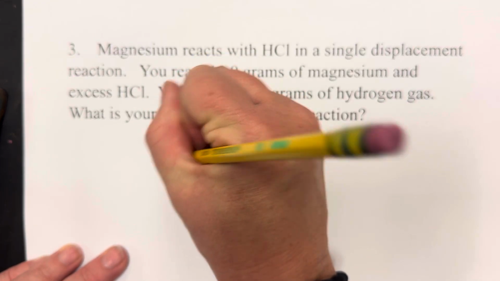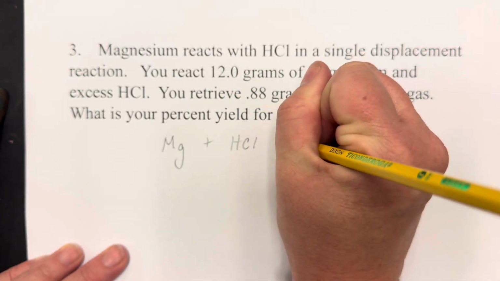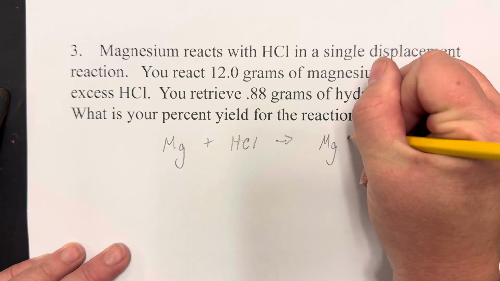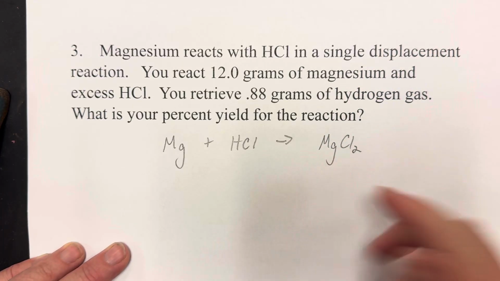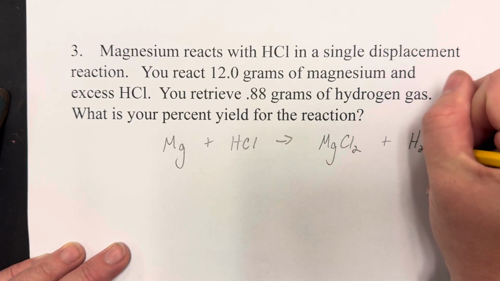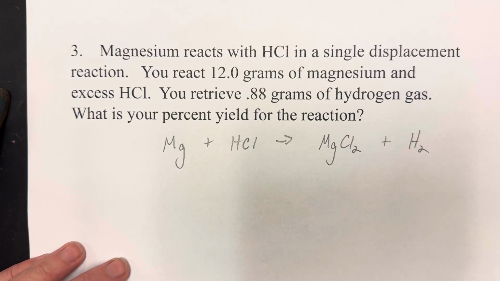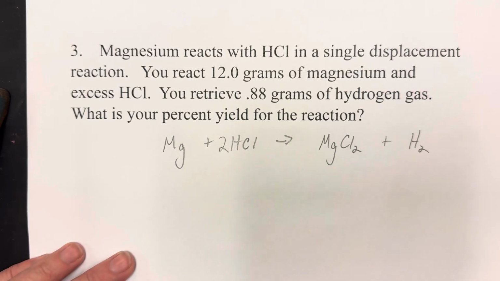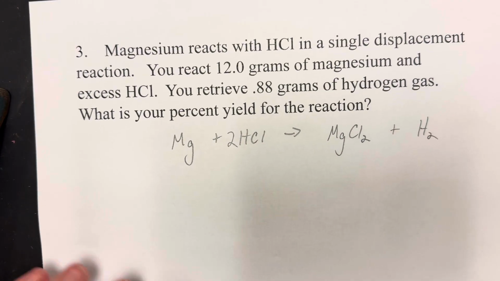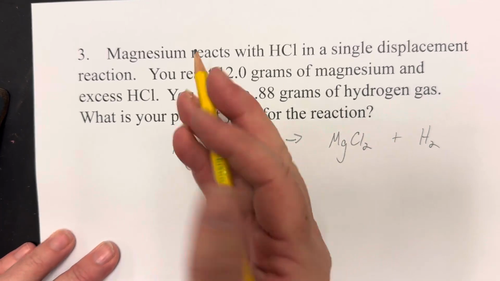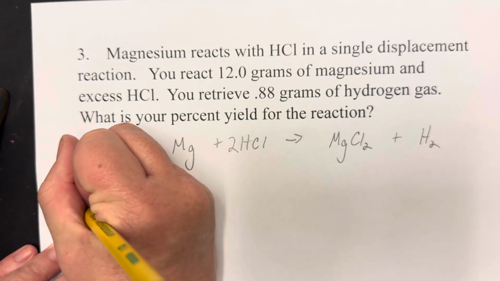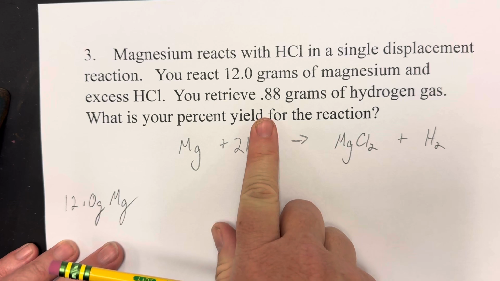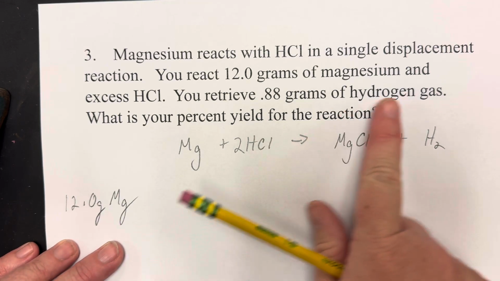So magnesium is reacting with HCl. All right, magnesium is going to take the place of that hydrogen, giving you MgCl2, because it's plus 2 minus 1. And then remembering that hydrogen gas is a diatomic, so that is H2 right there. I then need to balance, and all I need is a 2. All right. So here, you react 12 grams of magnesium. So you have 12.0 grams of magnesium. You retrieve 0.88 grams of H2 gas.